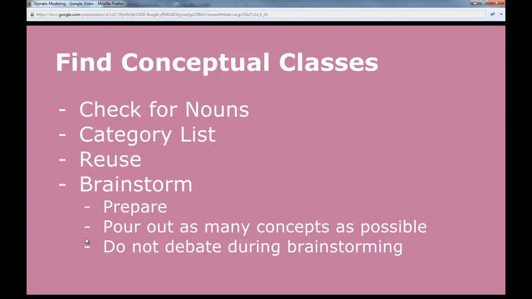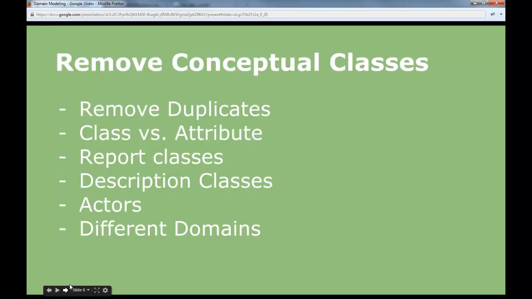After this, we probably have a lot of conceptual classes, or candidates to be conceptual classes at least, because brainstorming tends to generate a lot of stuff, and checking for nouns tends to generate a lot of stuff. So after this, we need to prune out what are actually the real conceptual classes that we need.